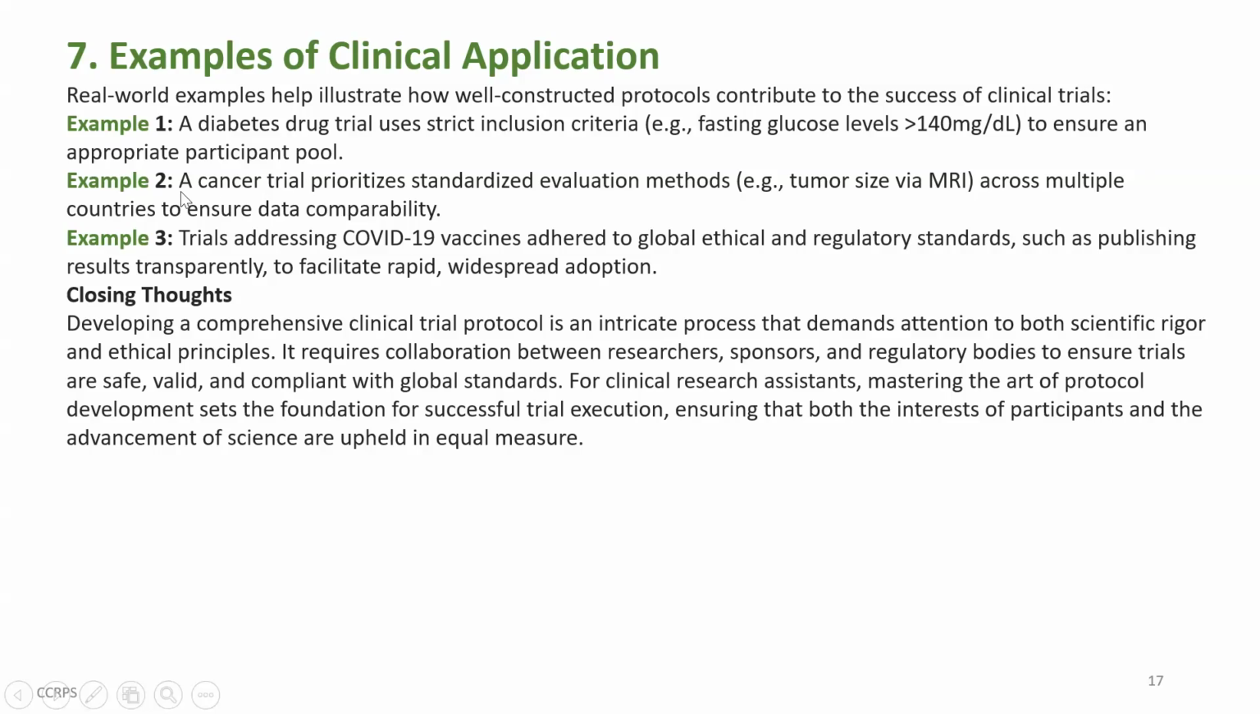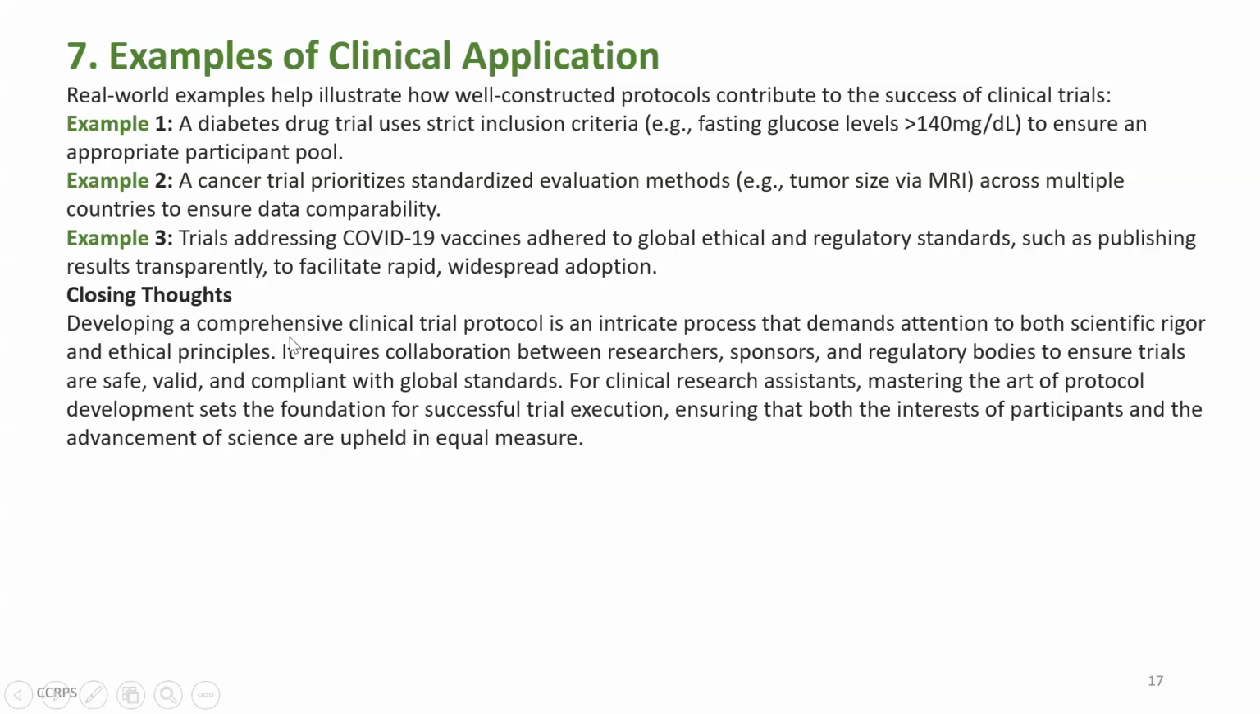Example 2, a cancer trial prioritizes standardized evaluation methods, for example, tumor size via MRI across multiple countries, to ensure data comparability. Example 3, trials addressing COVID-19 vaccines adhere to global ethical and regulatory standards, such as publishing results transparently to facilitate rapid, widespread adoption.